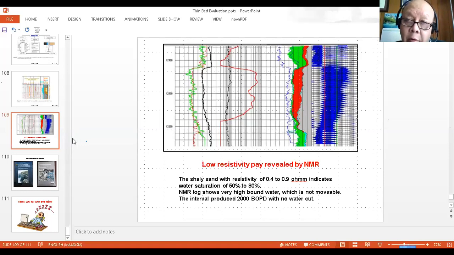increase the resolution of the evaluation, because at every point you are still using the same data sets. In a deterministic approach, you are using the same density, same neutron, same resistivity, and computing it step by step to compute your V shale, porosity, and then saturation. In the probabilistic or the equation solver method, you are at the same level, using the same density, same neutron, and same resistivity, but you are using a different approach to compute your volume of clay, volume of sand, and porosity and saturation. So it is the same.